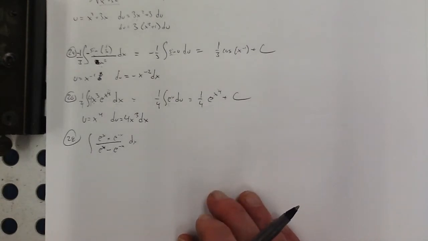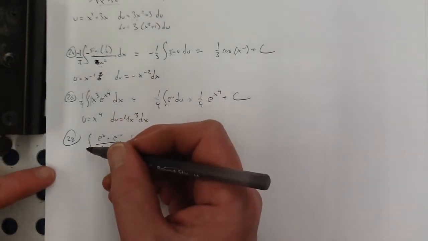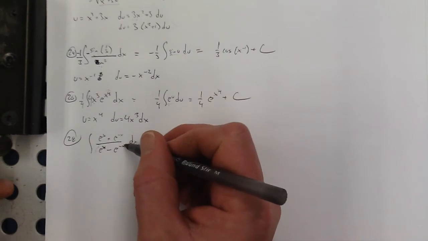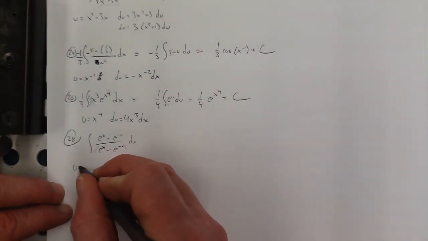So when you're really stuck and there isn't something that's obviously the what's inside, one thing that you can try is making the denominator, the whole thing, equal to your u.